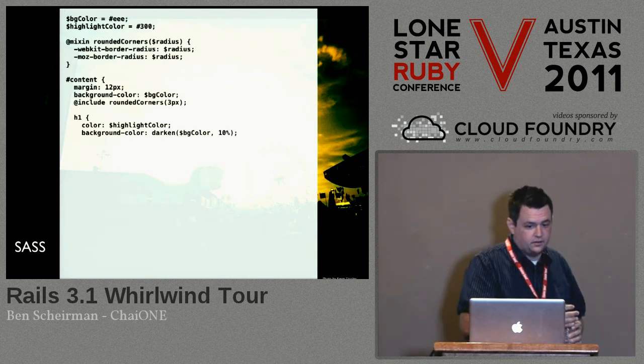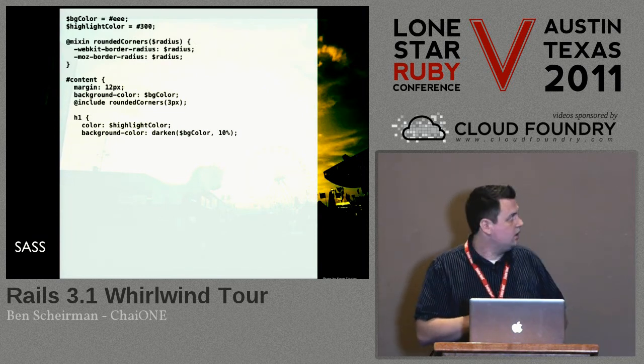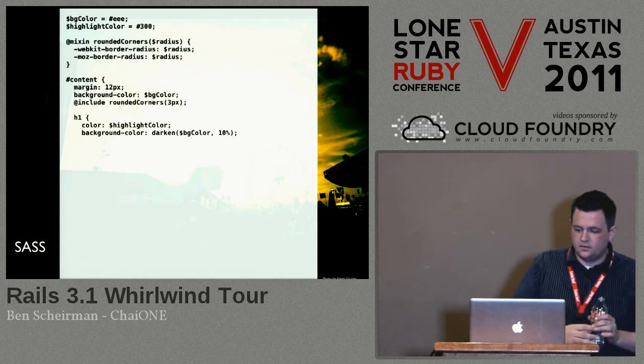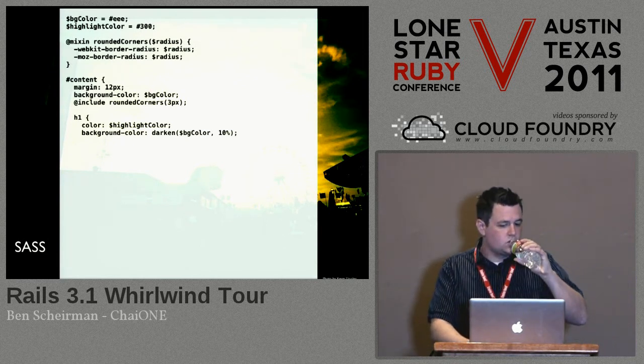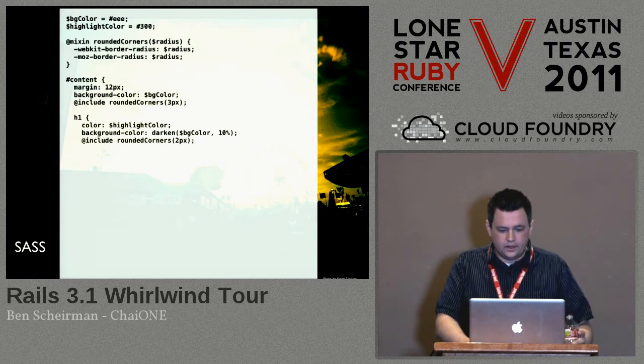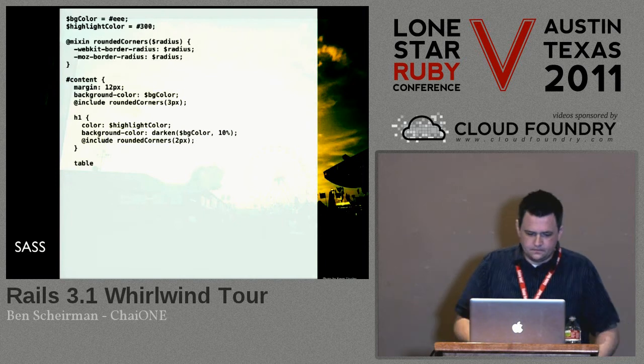Now I'm using the colors here, one for the background and one for the foreground color, but I'm using a color function that's built into SASS. So I just want to take that background color and darken it by 10%. And again, the rounded corners with the different parameter passed in.